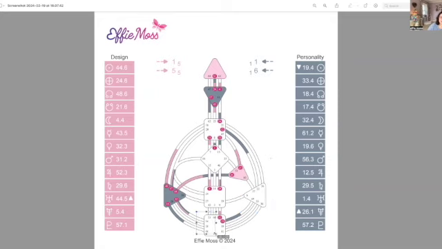So the root center can be found here. And in this particular chart, it's undefined. So you can see it's white with the gates 52 and 19 active. So this is quite an interesting one. What's also interesting about this particular chart as well is that this here, you can see it's gate 19, and it's in the personality.